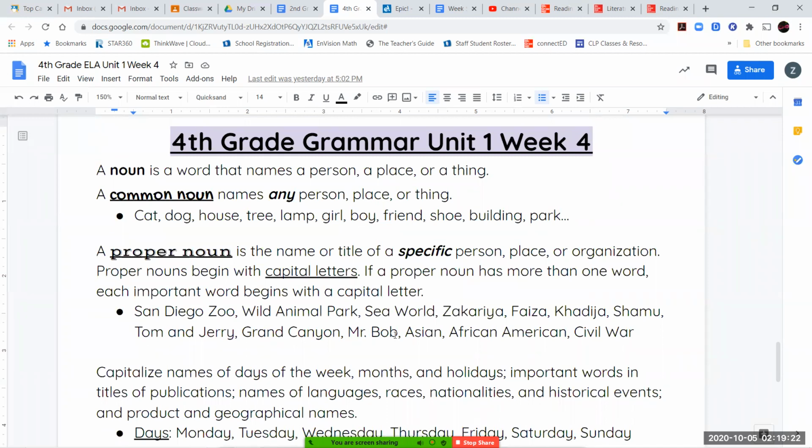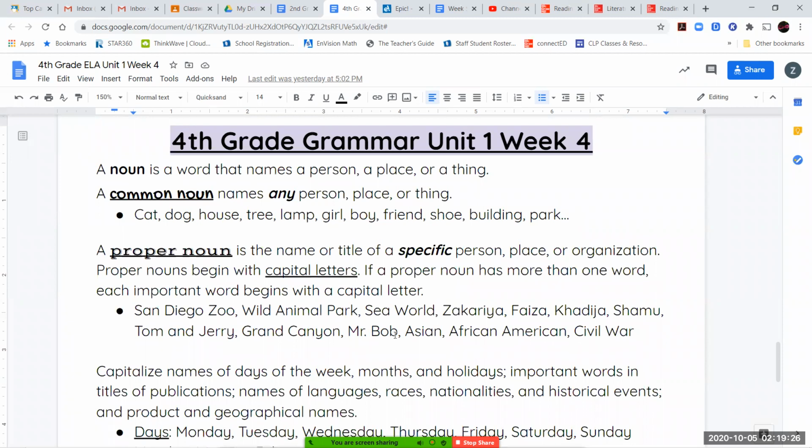Now for grammar this week, we're going to be talking about different kinds of nouns. Now a noun is a word that names a person, place, or thing. And we have different kinds of nouns. We have common nouns and we have proper nouns.